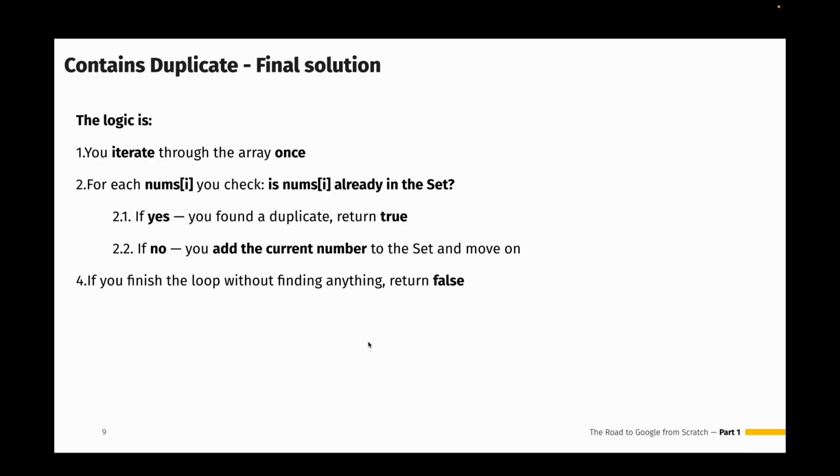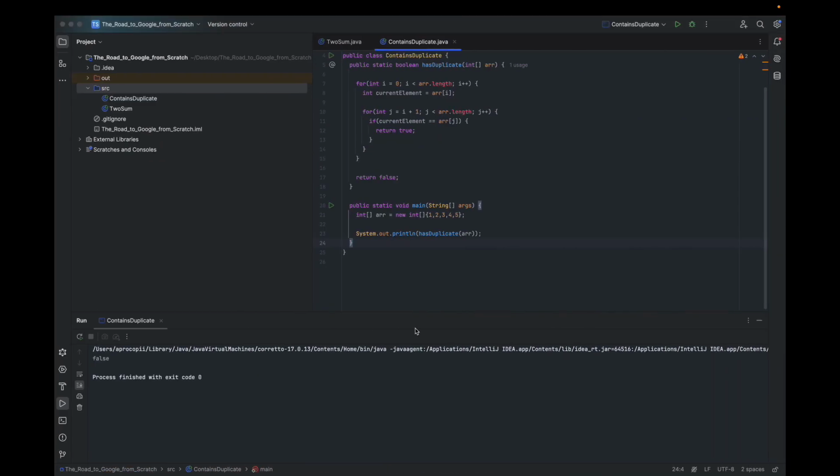Now let's check the potential solution. So the logic is that we will need to iterate through the array once. For each element, we will need to check if the current element is already in the set. If yes, then we have found the duplicate and we can return true. If no, then we need to add the current element in the set and move on. Now let's check the potential solution and implementation.